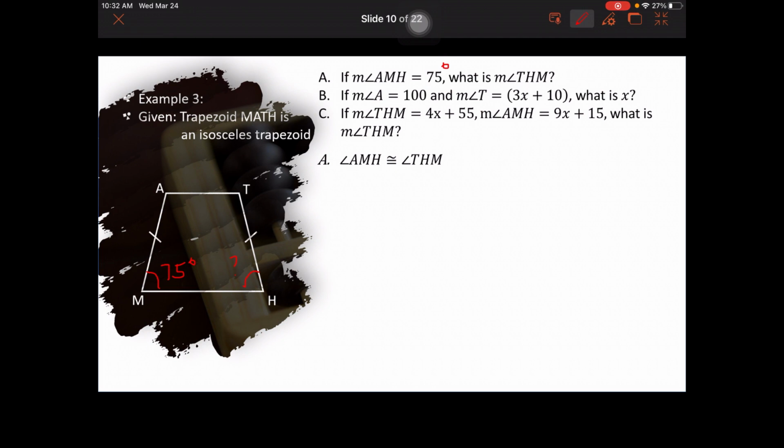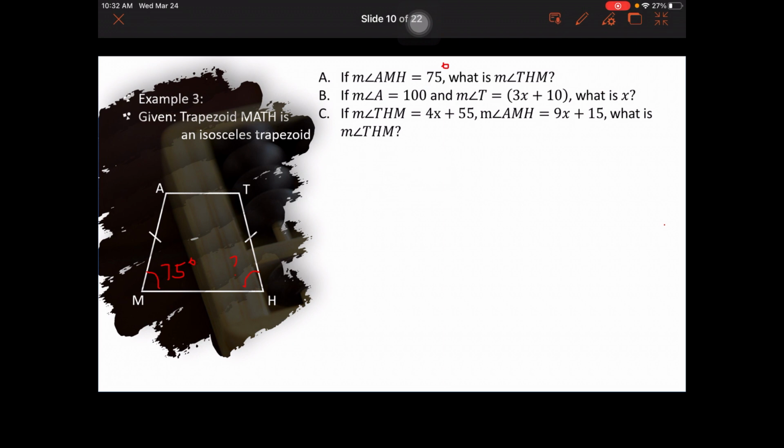Now, since sabi sa theorem, the base angles of an isosceles trapezoid are congruent. Since ang base angles natin dito, with respect to base HM, they are congruent to each other. Kaya, kung ang measure ng angle AMH is 75, the measure of angle THM is also 75 degrees.